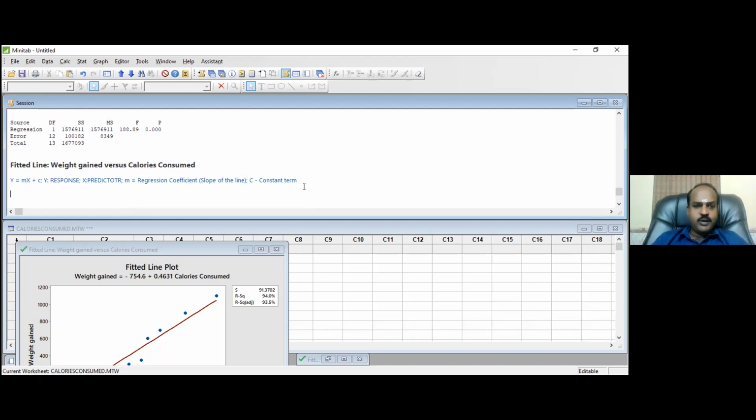Let me tell you how to get the M. How to get the M? Any idea? M is very simple, right? We call it del Y divided by del X. What is the formula to get M? M equals del Y divided by del X. Another formula is tan of theta. You know what is theta? The angle made by the line with the x-axis.